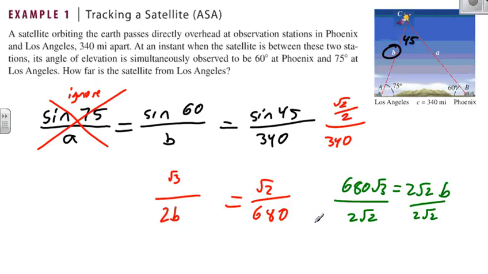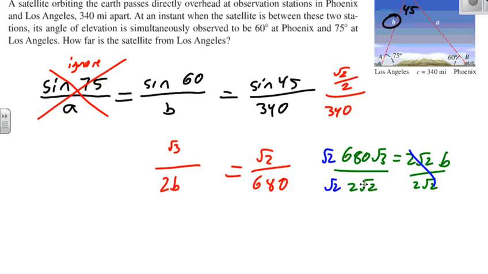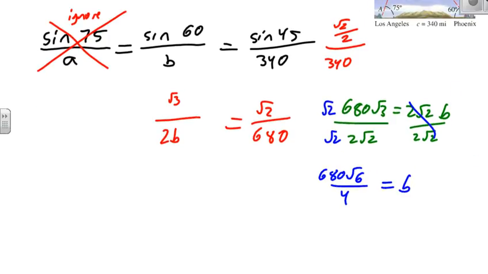Let's first get rid of the square root on the bottom, so multiply by square root of 2 on top and bottom. So on the bottom now we just get 2 times 2 is 4. And this becomes 680 square root of 6. 680 divided by 4 is 170. So b is 170 square root of 6.